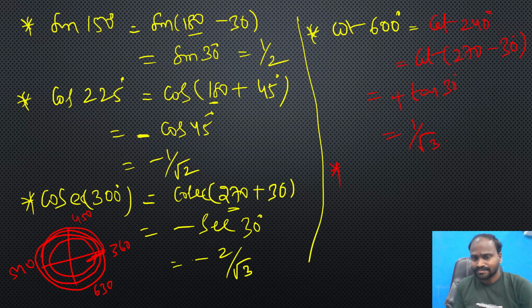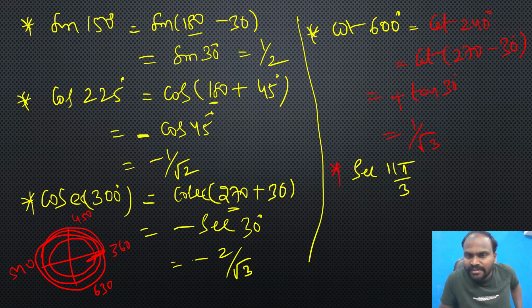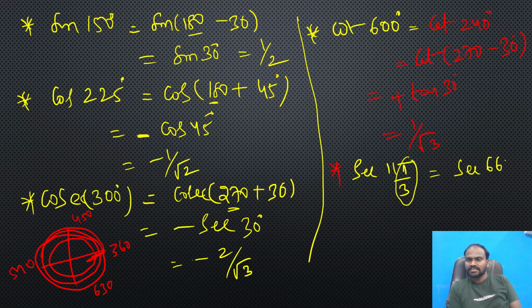Sometimes they will give it in pi. Let us say they give secant 11 pi by 3. If you want, you can convert into degrees also, because pi by 3 is what? 60. So it is going to be 660 degrees. You can write like that, however you want. Just now we discussed, it is more than 360, so 360 plus 300 degrees. So I can rewrite this as secant 300 degrees. Then you can solve like this.